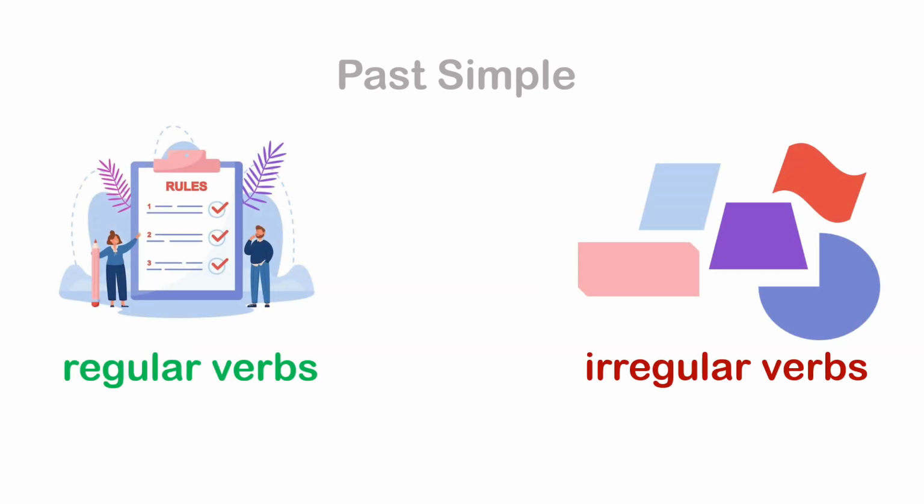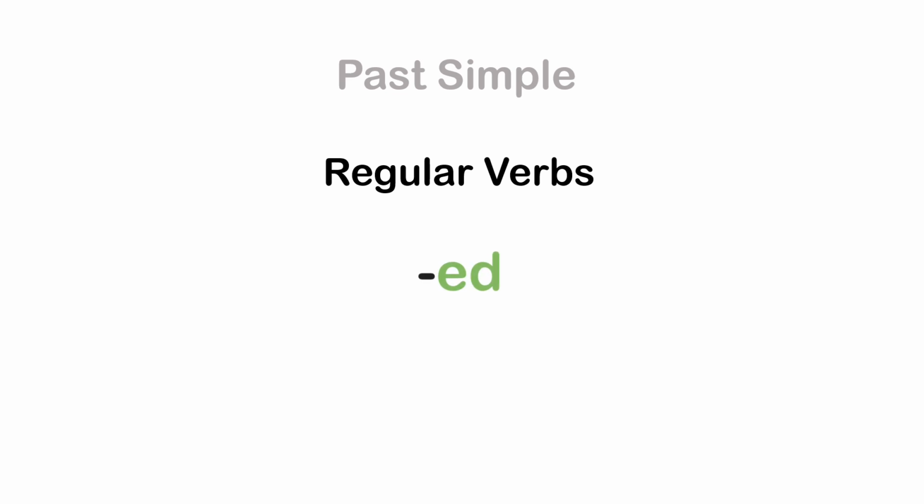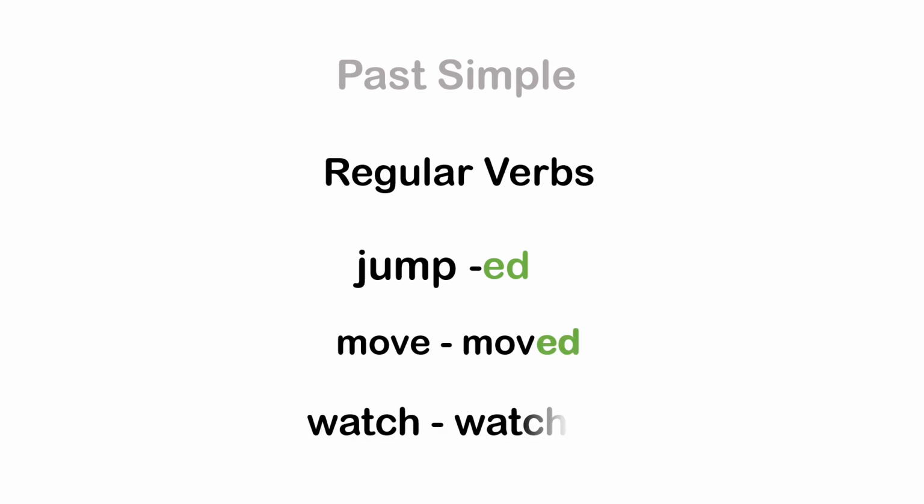There are regular and irregular verbs which form their past tense differently. As a general rule, regular verbs form their past tense only by adding ed to the verb. For instance, move, moved, or watch, watched.